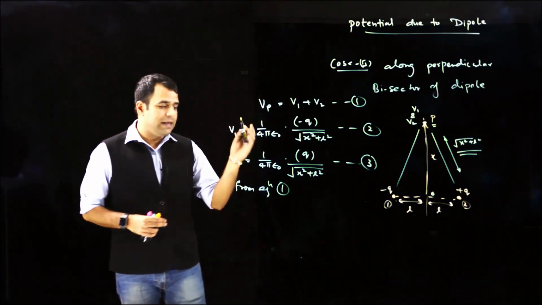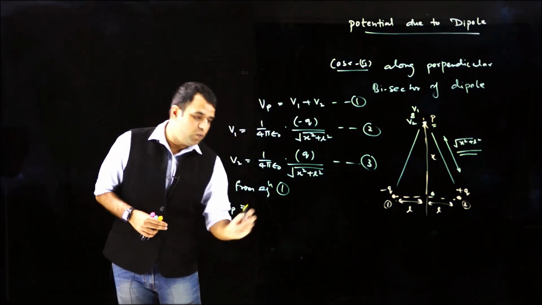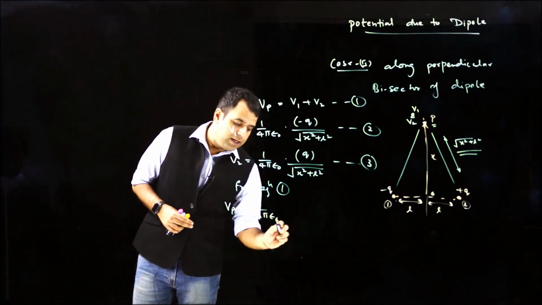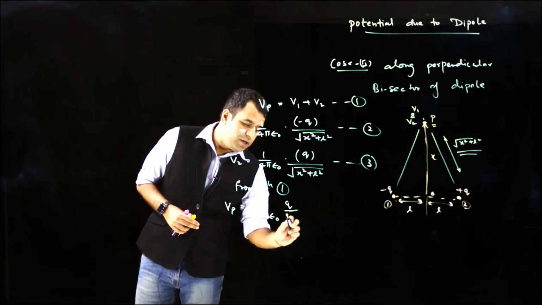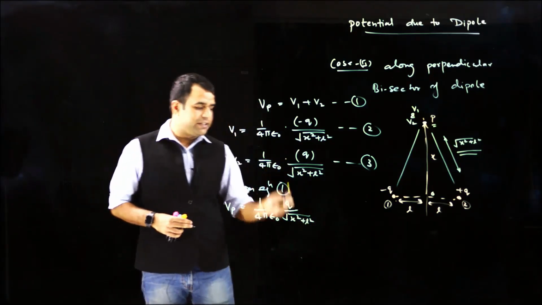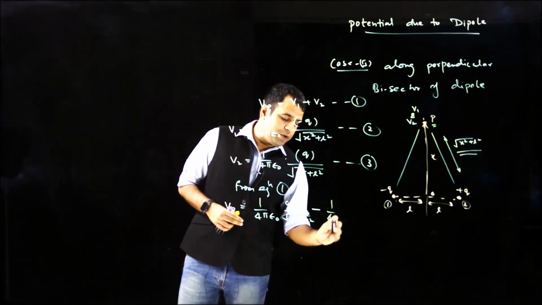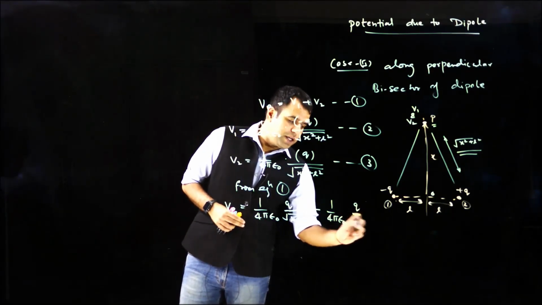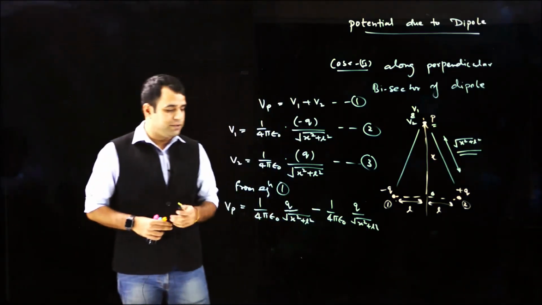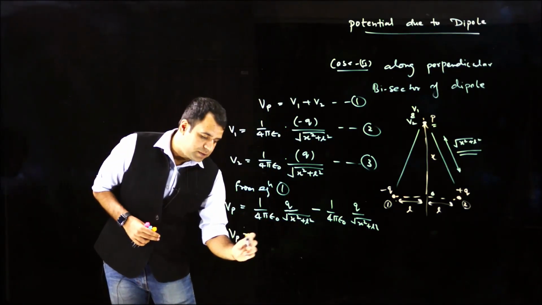So by putting these two values in equation 1, we can get the value of potential at point P. So Vp will be equal to, we'll put both the values, 1 upon 4 pi epsilon naught q upon under root x square plus L square, that's this positive value, minus 1 upon 4 pi epsilon naught q upon under root x square plus L square, that's this from equation 2. And this whole value becomes 0.